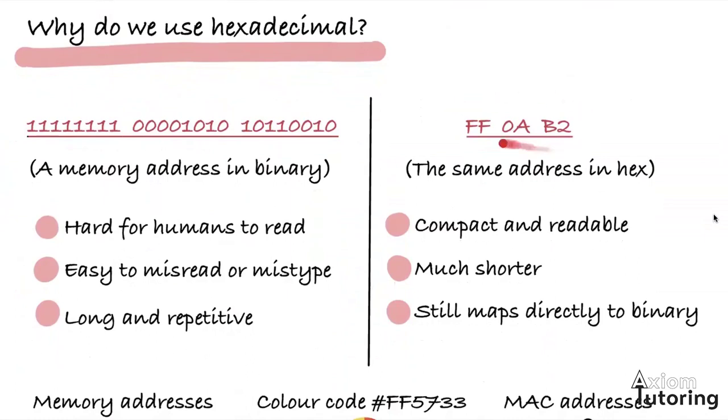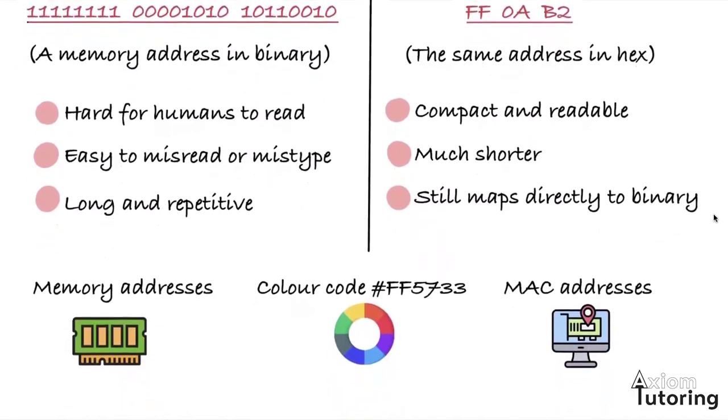Now look at the right column here. This is the exact same value written in hexadecimal. It's FF0AB2. It's much shorter, it's much easier to write down and check, and the good news is that hexadecimal maps directly onto binary. So you do not lose any information and you're just writing it in a more compact form. Now hexadecimal is used in several places in computing.